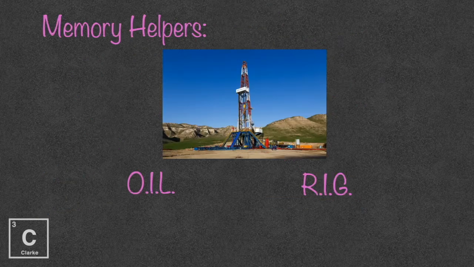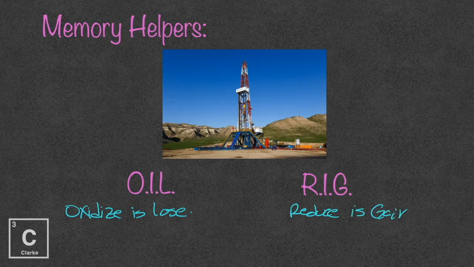Now I've got a good memory helper. I've got two separate ones. Here's my first one, OIL RIG. OIL stands for oxidation is loss, and RIG stands for reduction is gain. Okay, so that's one memory helper, OIL RIG. Oxidation is loss, reduction is gain.